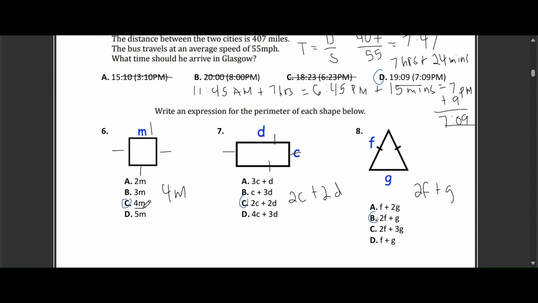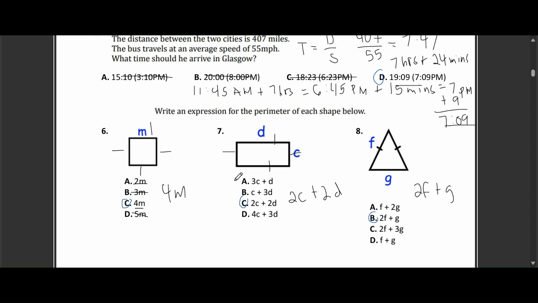Now remember, a square has 4 equal sides. If each side has a length of m, then the perimeter is 4 times m, or 4m. Option A is too small, option B is wrong, and option D is too much. So the answer is C, 4m.